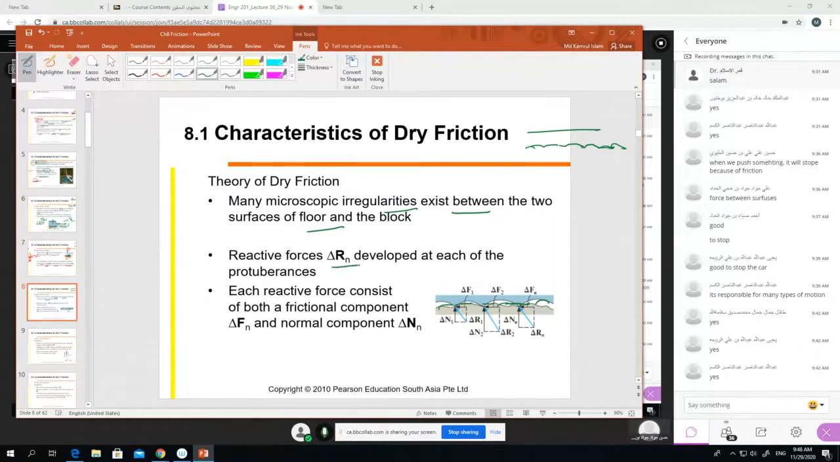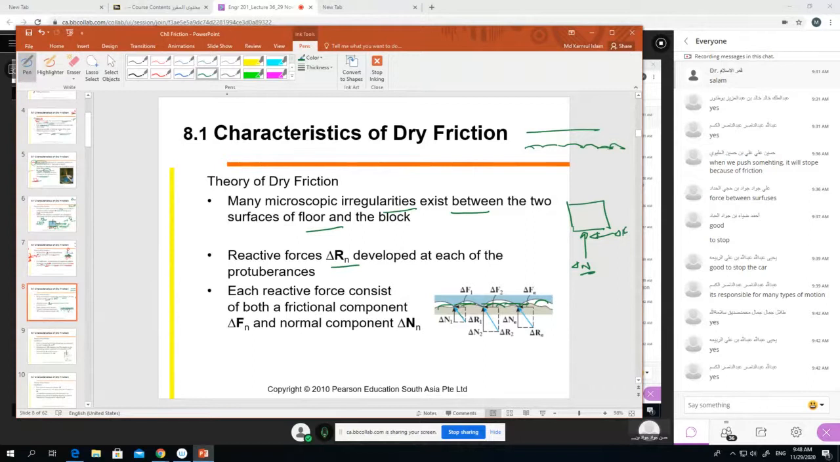So reactive forces delta N develop at each of the protuberances. This is called a protuberance, and each has a reactive force. So delta N will start to work. What will work? Delta N, a small force, is the normal force, and you have delta F, the frictional force.